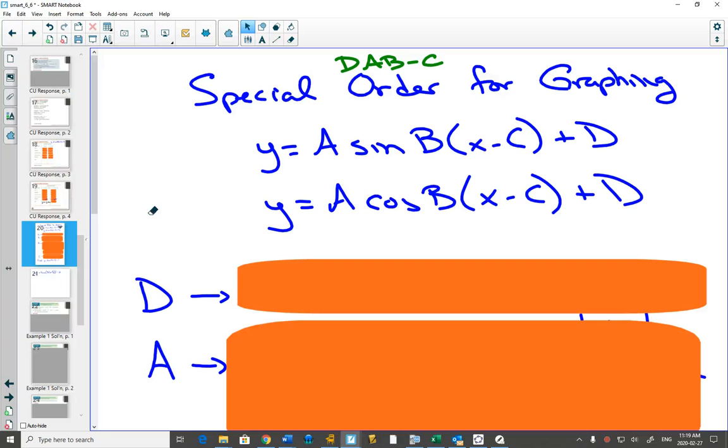We are going to learn a special order for graphing sine and cos when we have all four transformations. Vertical stretches, compressions, horizontal stretches, compressions, shifts left and right, and translations up and down. Now, normally when we went from chapter 3, we always did our stretches and compressions first, and then our translations. With the special order, we actually start with the d value.